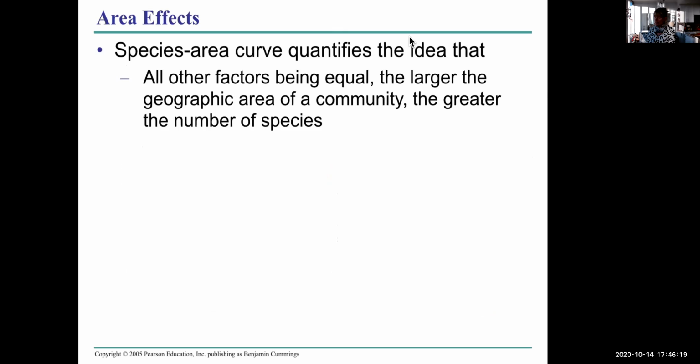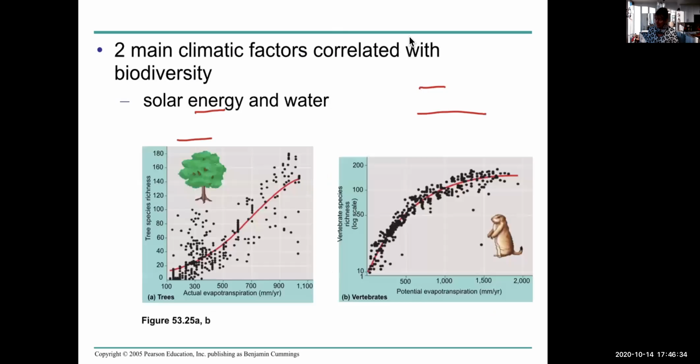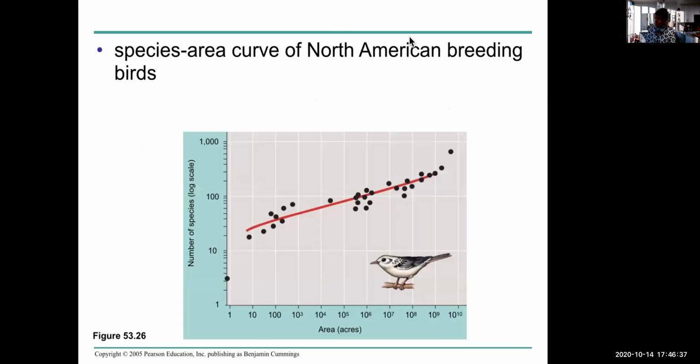There is a concept called a species area curve that quantifies the idea that if everything else is the same, soil, water, sunlight, etc., then the larger the geographic area, the greater the number of species. And that has been shown. This is just one; there are many species area curves of organisms. In this case, it's North American breeding birds. This is the number of species here, and this is the number of acres. So with an increase in area, you get more species of birds. And that makes sense because more space opens up.